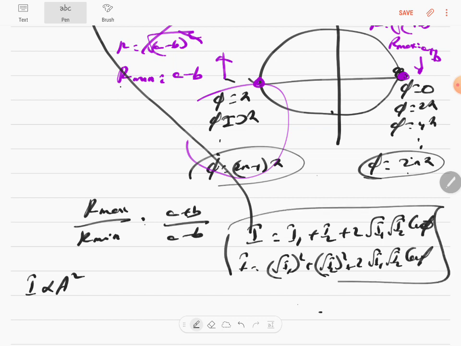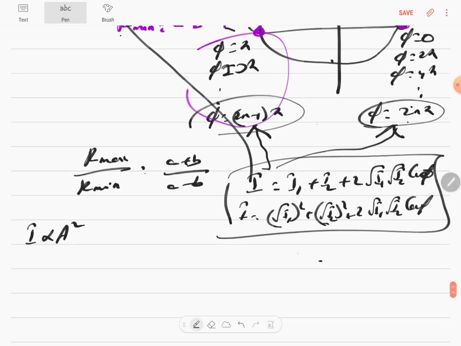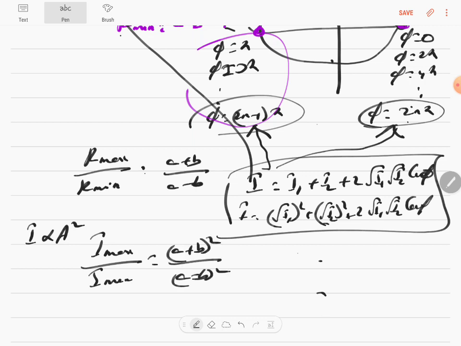There are various ways in which maxima occurs when the intensity is maximum, and minima occurs when the intensity is minimum. This is the condition: 2nπ is equal to nπ, and φ is equal to (n−1)π. So the intensity maximum by intensity minimum can also be found by squaring this: (a+b) the whole square by (a−b) the whole square.